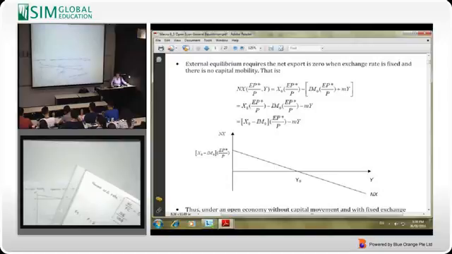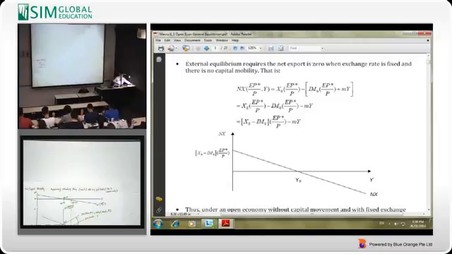Look carefully at how I'm going to draw the graph. You can't draw it any way that you want. Okay, there is a specific way where we are drawing the graphs here. So let's start off with this.